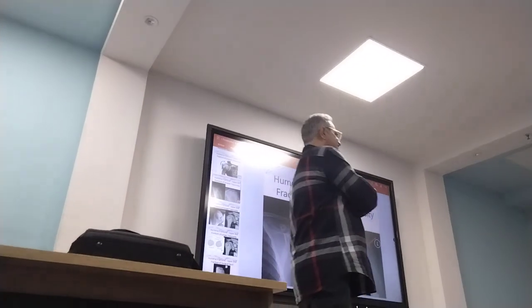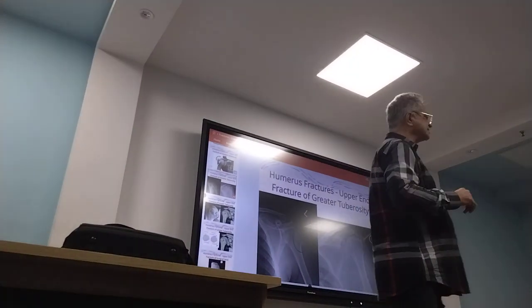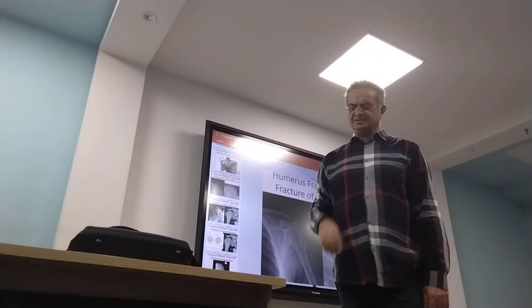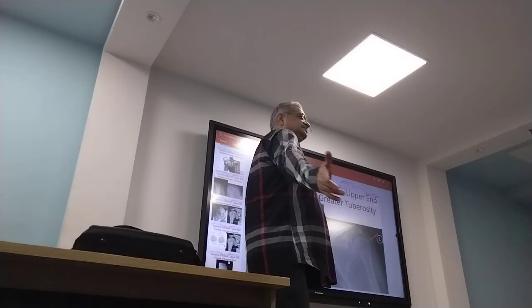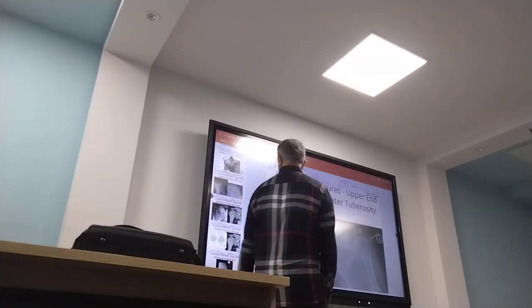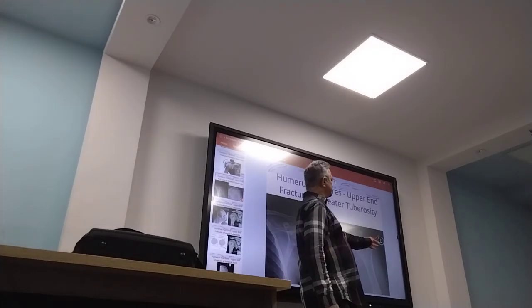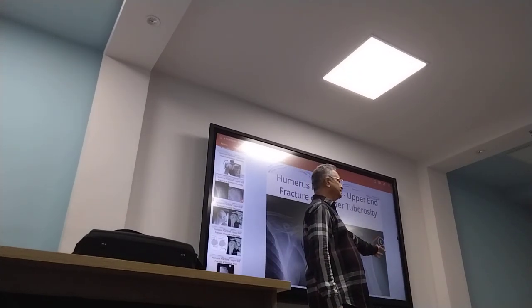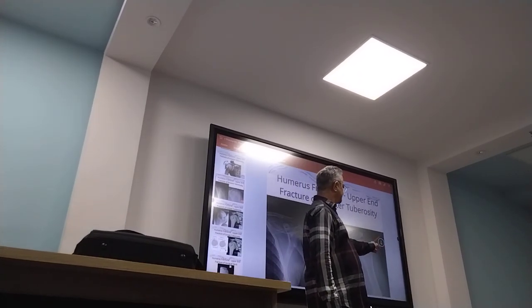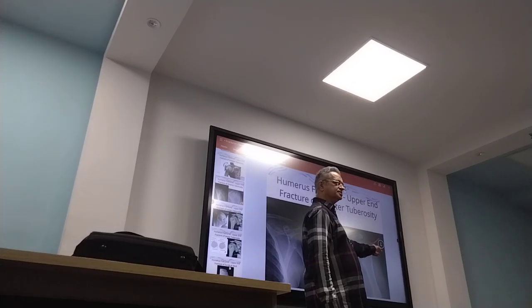And what was the work of the lesser tuberosity? What is the attachment of the lesser tuberosity? Do you remember? Subscapularis. And what was the role of the subscapularis? Internal rotator. Easy. Very easy. Okay, good. You have all of that. You can see the detachment. It's a kind of fracture.